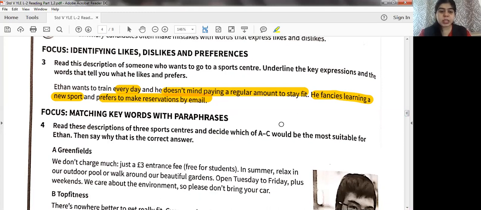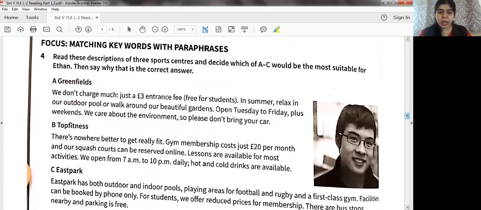Now what we have to do is match keywords with paraphrases. Now you have 3 paraphrases and we have to see, students, which one matches the preferences and liking of Ethan. So let us read one by one, A, B and C, and then we will decide. A. Green Fields. Come on, read with me. Look into your textbook. We don't charge much, just a pound free entrance fee. In summer, relax in our outdoor pool or walk around our beautiful gardens. Open Tuesday to Friday plus weekends. We care about the environment, so please don't bring your car. So if you see this, students, it is not related to anything about the sports center. It's all about the nature which has been highlighted. So this is not matching our answer.